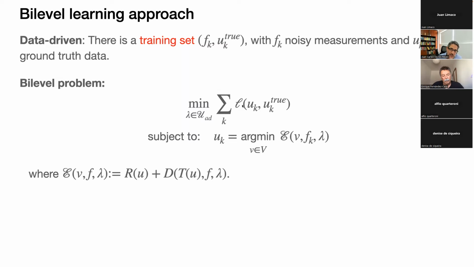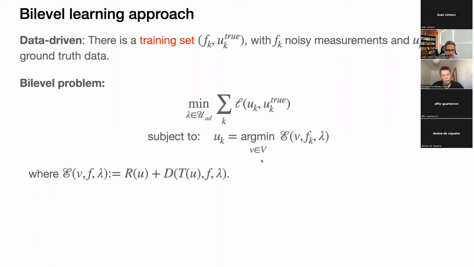And this is done by using a loss function in this upper part. What you want to consider as the optimization variables are the parameters or hyperparameters that are present in the model. But the special feature about these bi-level learning problems is the fact that the constraint is provided by another optimization problem, in this case, considering the energy that was written before. So you have, again, the regularization term and the data fidelity term. So you have a minimization problem involved as a constraint of another optimization problem. And this is the so-called bi-level structure that we consider.